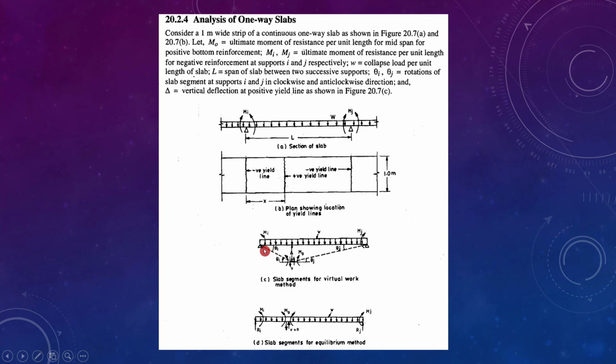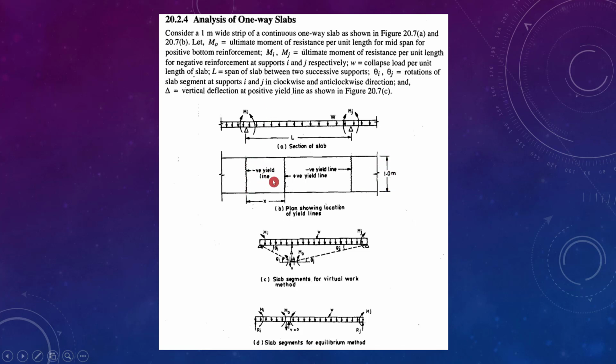Theta I is the angle from the I support, and theta J is from the J support. Let's see this figure in a clear way. We know I support, J support. Mi is the internal moment at support I, Mj is the internal moment at support J, and W is the collapse load per unit length of a slab section. At the supports we have the negative yield line for this 1 meter strip. 1 meter is here.